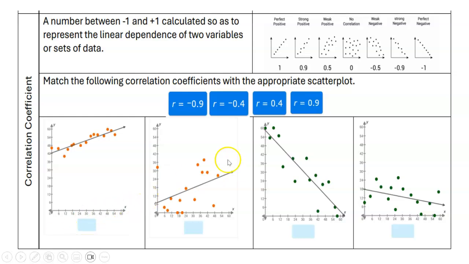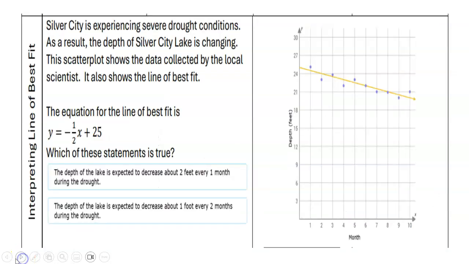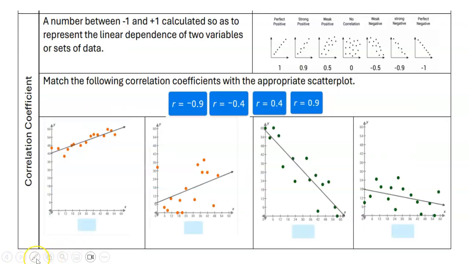So an R value that is negative just simply means I'm looking at a negative association. And R values that are positive mean I'm looking at a positive association. So now what we're going to do is go ahead and try to match these up.